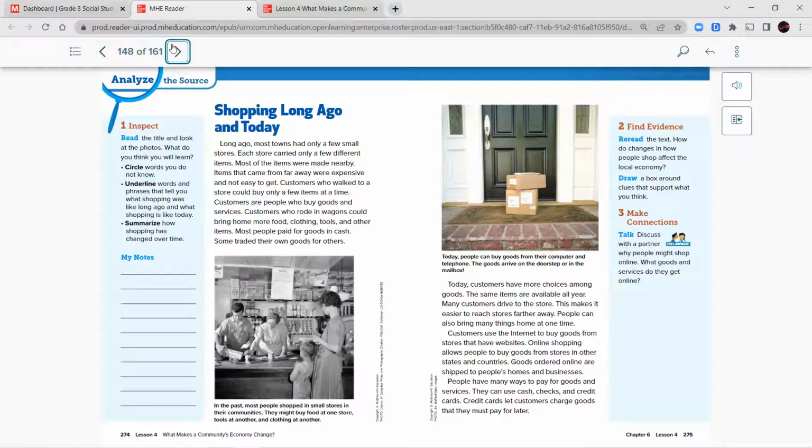On the right side, it says for number 2, find evidence, reread the text. How do changes in how people shop affect the local economy? Draw a box around clues that support what you think. Now let's go ahead and start reading.